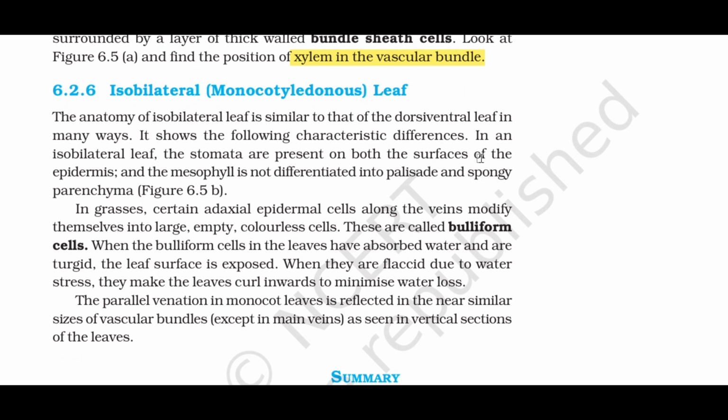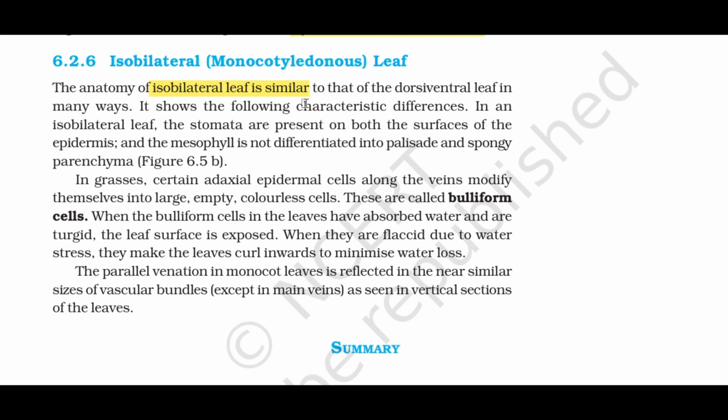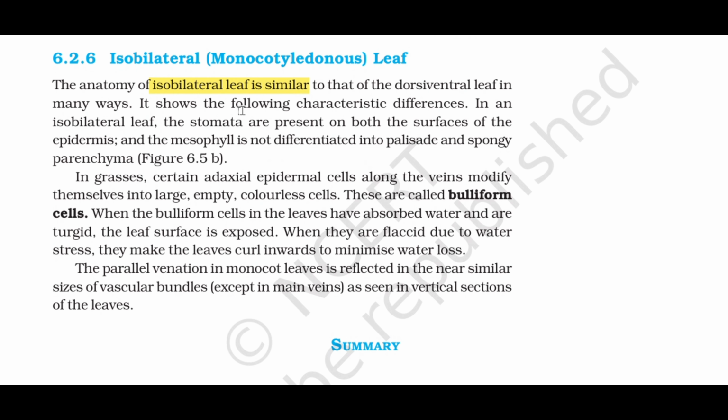Isobilateral, monocotyledonous leaf. The anatomy of the isobilateral leaf is similar to that of the dorsiventral leaf in many ways. It shows the following characteristic differences. In an isobilateral leaf, the stomata are present on both the surfaces of the epidermis, and the mesophyll is not differentiated into palisade and spongy parenchyma, figure 6.5b.